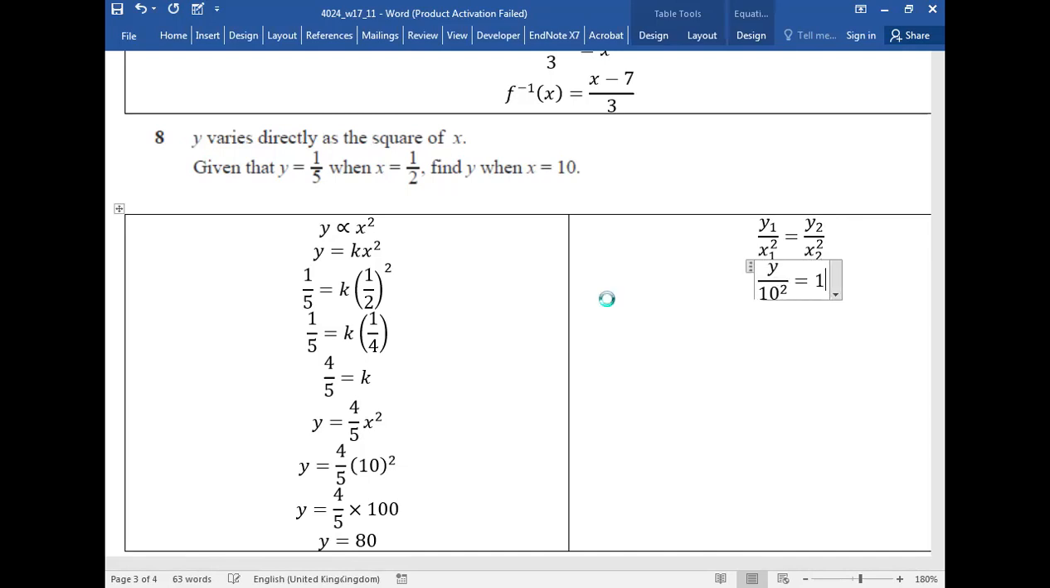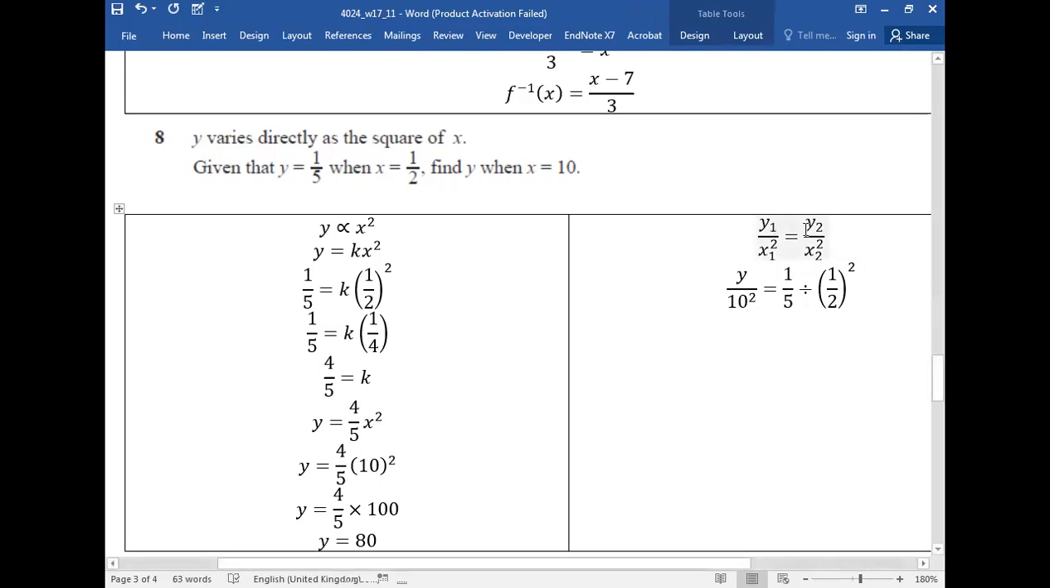When y is 1 over 5, x is 1 over 2. Because when we have division, when we want to divide fractions, you write it this way. We are saying when y is y, x is 10. When y is 1 over 5, x is 1 over 2. This is an alternate way to do the same thing.